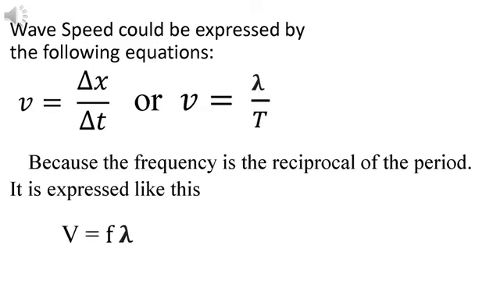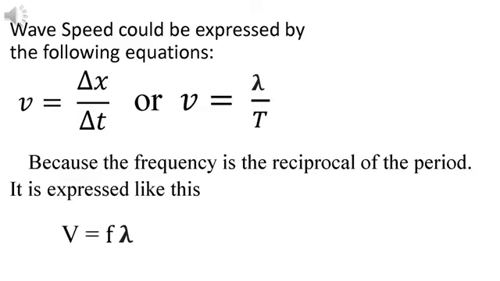Because the frequency is the reciprocal of the period, the wave speed could also be expressed like this: V is equal to F multiplied by lambda. So velocity is equal to frequency multiplied by wavelength, between the vibration or the waves.